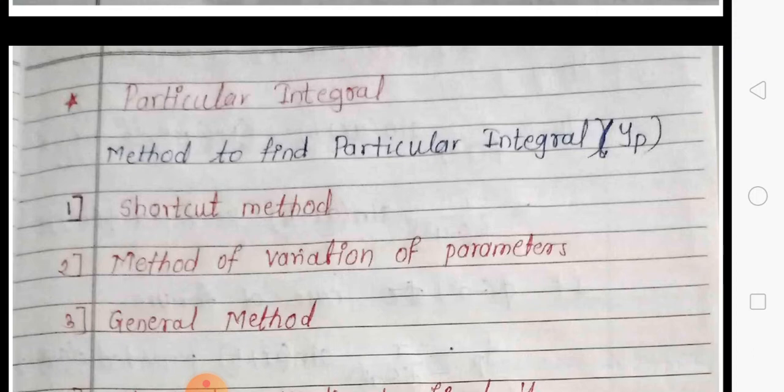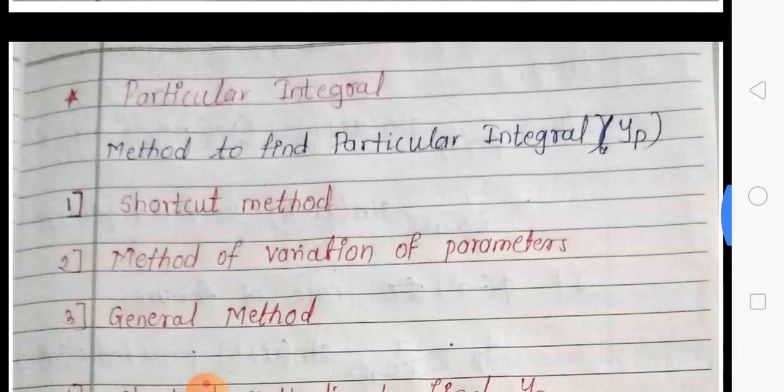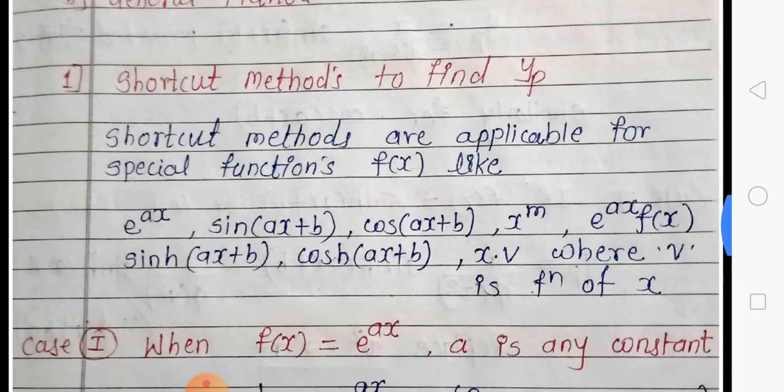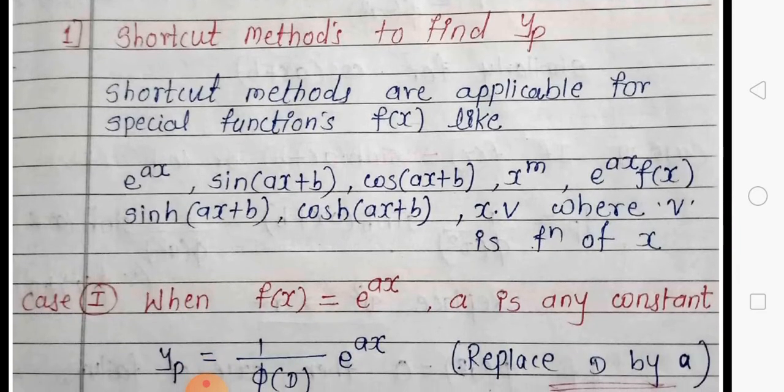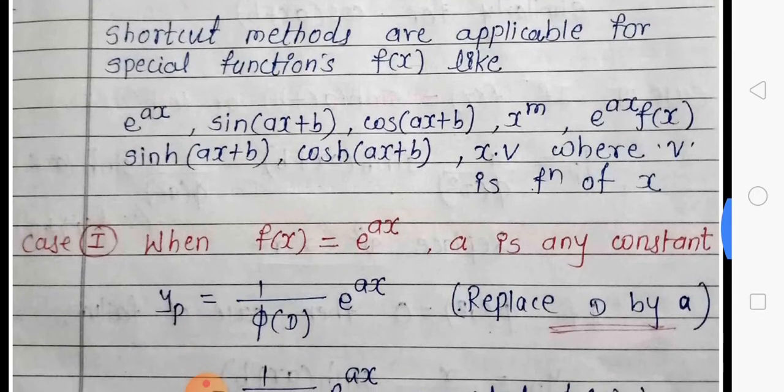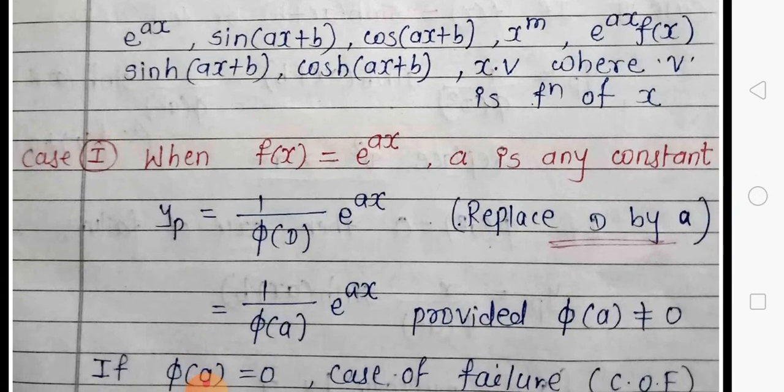If we get the particular integral, then easily we can write the general solution is yc plus yp. Now we see the first shortcut method to find the particular integral. Here we use shortcut methods for special types of functions like e raised to ax, sin(ax plus b), cos(ax plus b), x raised to m, e raised to ax into v or e raised to ax into f of x, sinh(ax plus b), cosh(ax plus b), x into v, where v is a function of x. Now we see one by one.